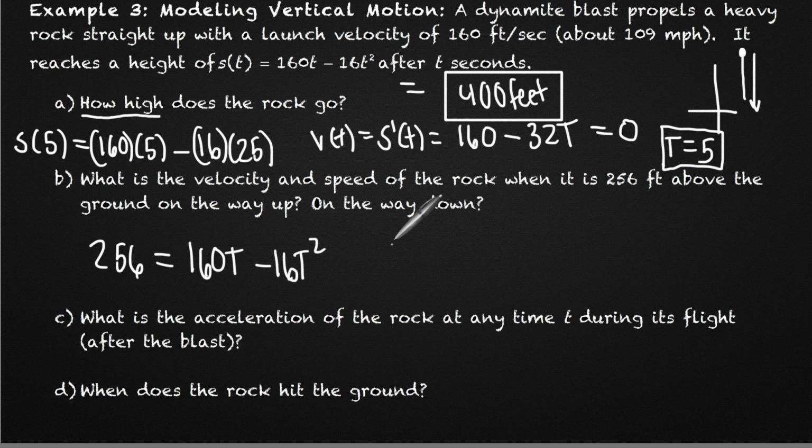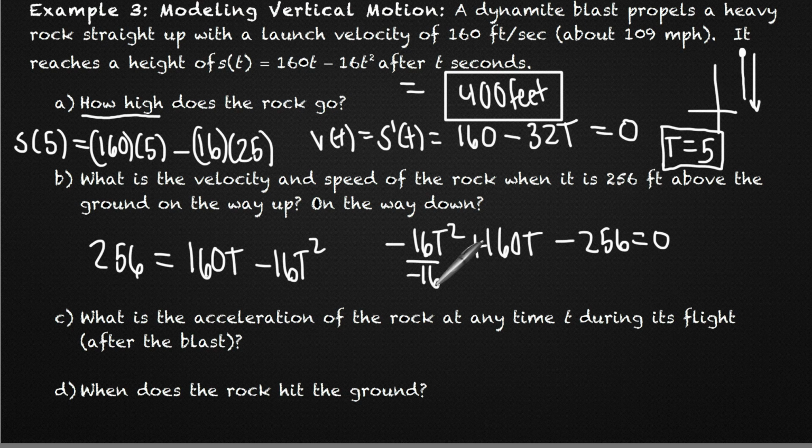So let's go ahead and factor this. So negative 16t squared plus 160t. I'm going to actually move the 256 to the other side. And then I'm going to change all of these. Actually, you know what? I'm going to divide by negative 16. That's what I'm going to do. Divide by negative 16. When we do that, we're going to get t squared.